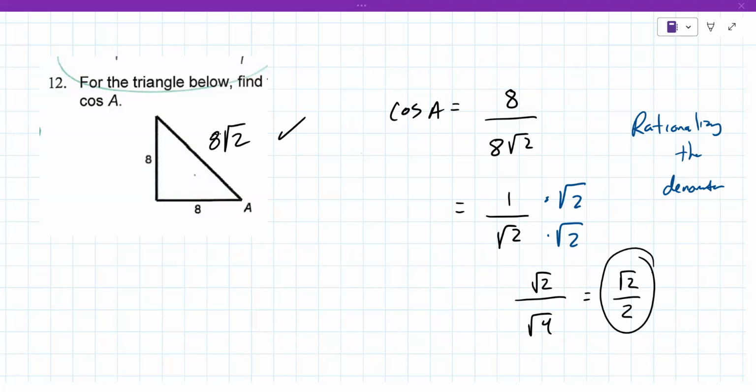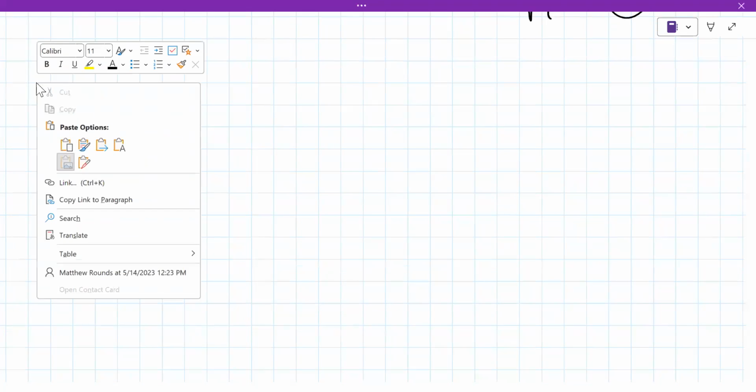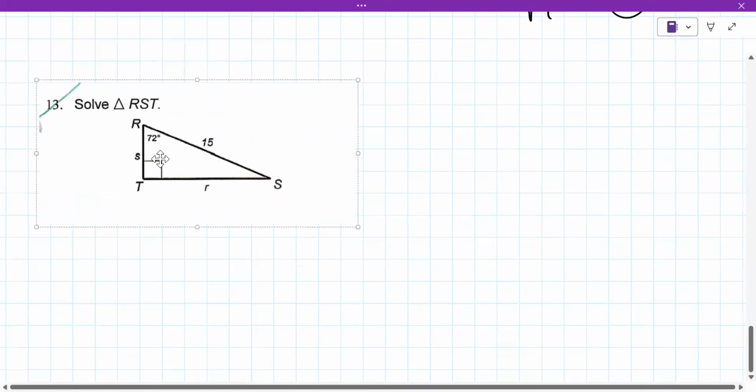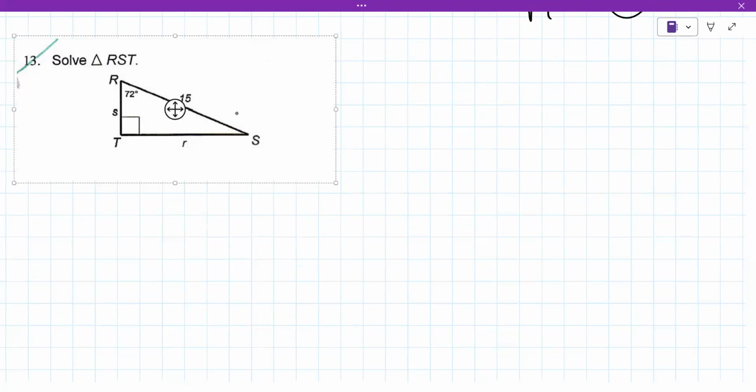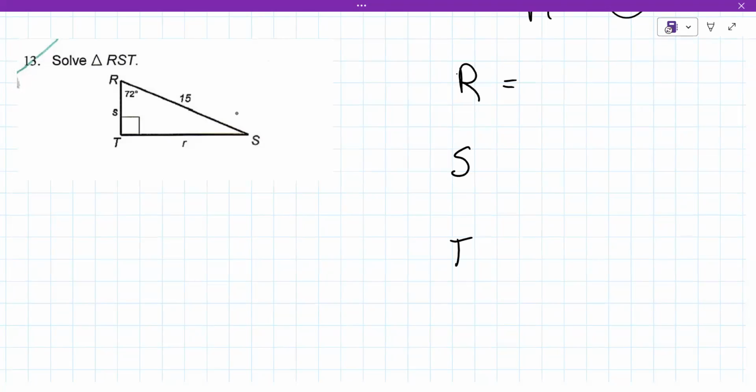So let's go to the next one here. Number 13. All right, so for problems like this one, I like to make a little table to show my answers here. There's 3 angles. There's R, there's S, and there's T.